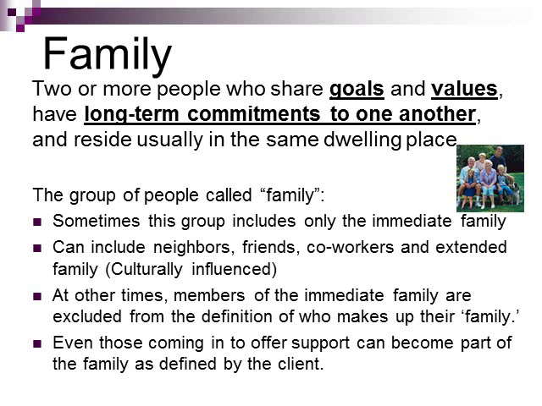And finally, even those coming in to offer support can become part of the family as defined by the patient. As a Tamarisk volunteer, you might have the privilege of being considered part of the family as you support them and gain their trust and friendship over time.